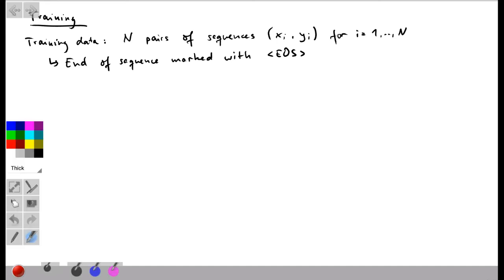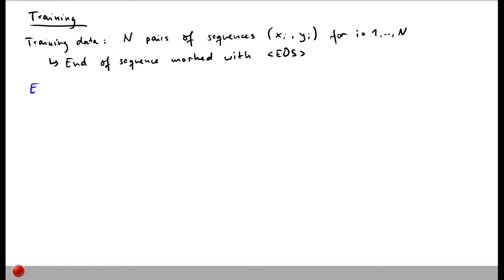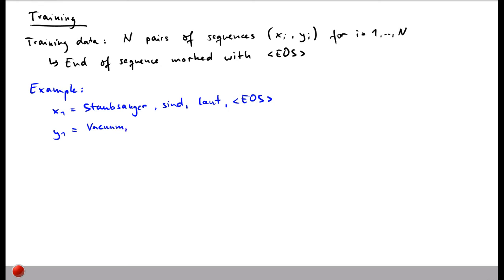So let me illustrate this with the example of German to English translation that we have already seen earlier. So in this case, one possible input sequence to train the model would be this sentence, Staubsauger sind laut, where each of the words is one item in our sequence. And at the end, we have the special symbol for end of sequence. And then the corresponding y, so the corresponding output, would be vacuum cleaners are noisy. So these are the individual words in the English output sequence. And here again, in order to mark the end of the sequence, we have this EOS at the end.